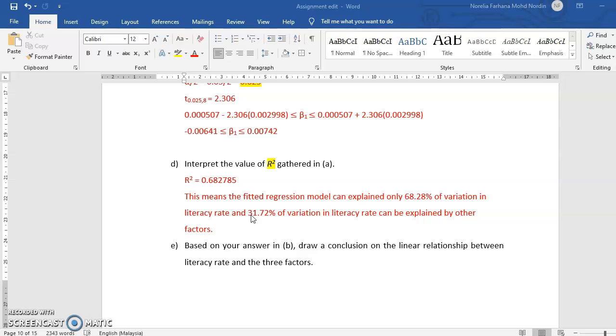And 31.72%, 100 minus this value, we get this percentage of variation in literacy rate can be explained by other factors such as number of newspapers, TV, set of radio.